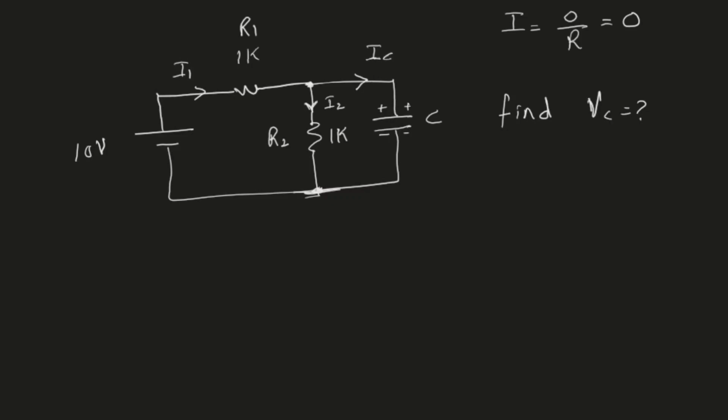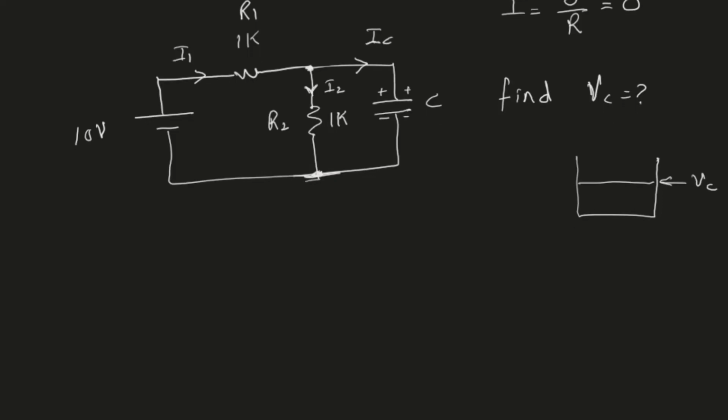So when the capacitor voltage becomes constant, this means there is 0 current in the capacitor. You can think of it that this is your bucket and this is the capacitor voltage VC, and it's not changing. If it's not increasing and not decreasing, this means we are not pouring in any water or taking out any water. So there is no current in the capacitor in the steady state. Therefore, we can say that now this capacitor will look like an open circuit.